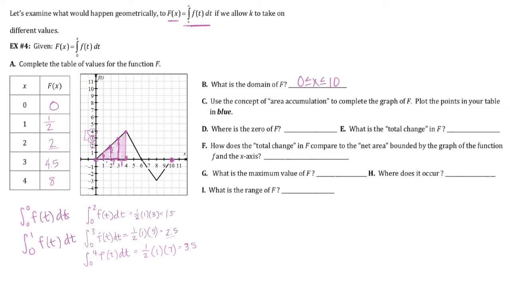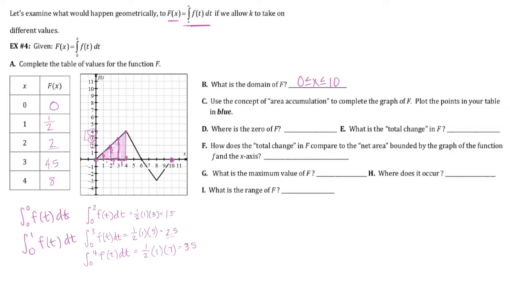All right, now look at part C. They want us to use the concept of area accumulation to complete a graph of f. Plot the points in your table in blue. We can go through and plot those. I don't know if that's really necessary for us to do. We can, but again, I don't see the point in that. So let's just go ahead and continue on with D.